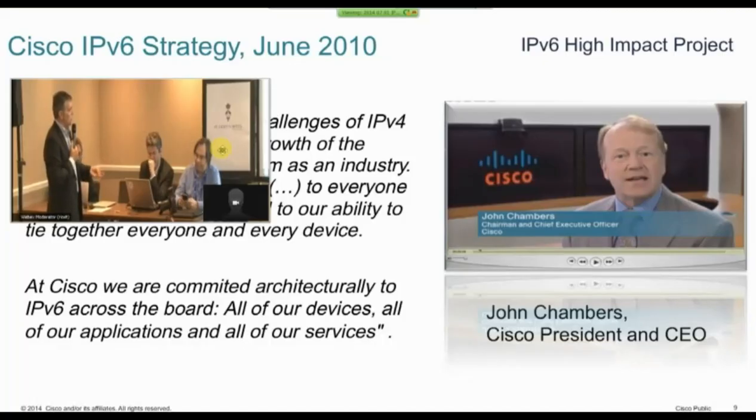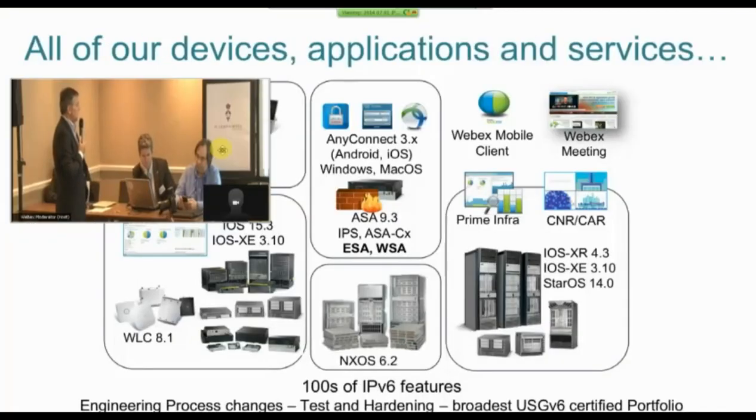IPv6 is important to all of us, to everyone around the world. It is crucial to our ability to tie together everyone and every device. And the Cisco commitment is, at Cisco, we are committed architecturally to IPv6 across the board, all of our devices, all of our applications, all of our services. The result of that is that we put together what we call a high impact project at Cisco, which we drive across the board, which I'm responsible for, and which helped us a lot to execute and turn on V6 on a lot of products and software. Next, please. You can read that, but the point is we're enabling V6 everywhere.